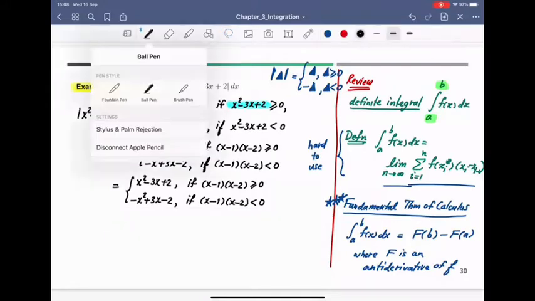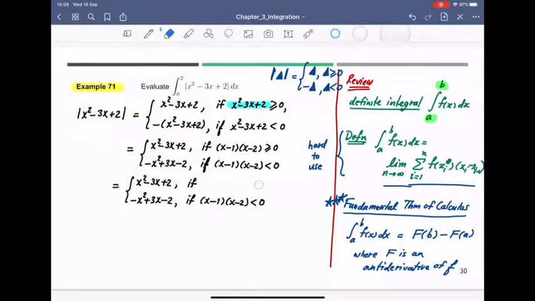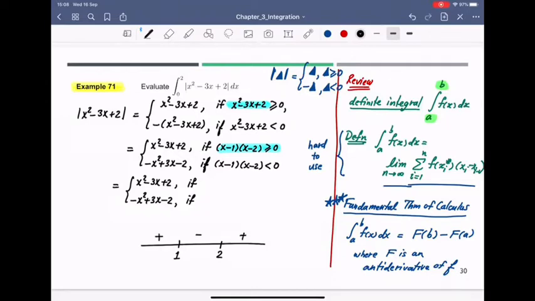Now I'm going to simplify (x minus 1)(x minus 2) greater than 0 to something else. What does it mean when (x minus 1) times (x minus 2) is greater than 0? If you remember from previous algebra, the solutions for equality are 1 and 2. Then you want the interval where (x minus 1) times (x minus 2) is greater than or equal to 0, and you can start from the right: this is plus, this is minus, this is plus.